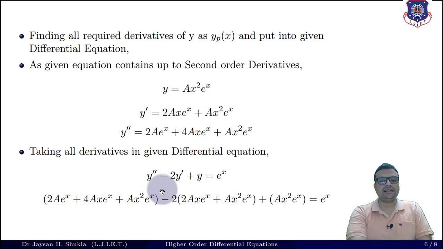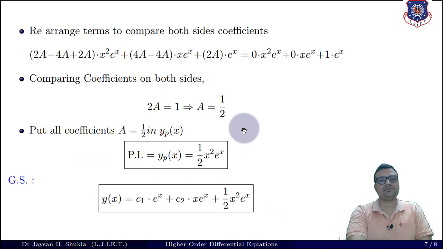On the right hand side I have x e raised to x, and on the left hand side I have different possibilities like x square e raised to x, x e raised to x, and e raised to x. So combining all these coefficients of x square e raised to x, x e raised to x, and e raised to x on the left hand side, and writing on the right hand side exactly the same components with coefficients accordingly like 0, 0 and 1. Now, once we compare both sides, we will get, see here, it is 2a minus 4a plus 2a, so it is 0.